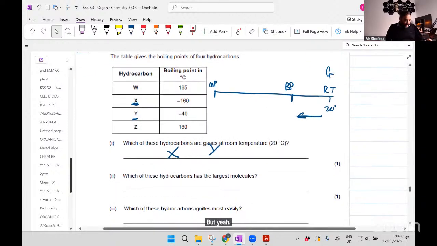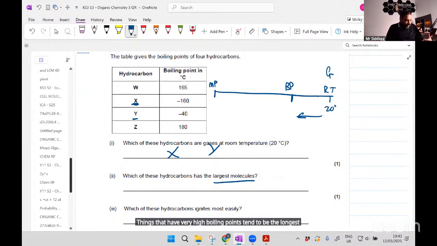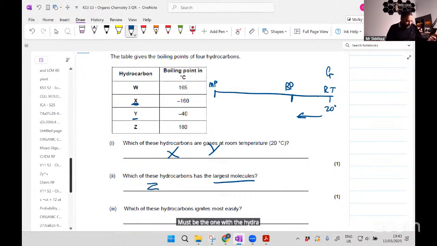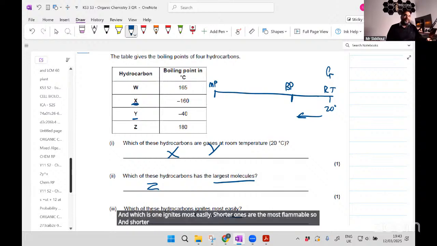Which of these hydrocarbons have the largest molecules? Things that have very high boiling points tend to be the longest or the largest hydrocarbons. So the one with the largest boiling point, which is Z, must be the one with the largest molecules. Which one ignites most easily? Shorter ones are the most flammable, and shorter ones also have the lowest boiling point. Quite a complicated question that. So it's the one with the lowest boiling point, which is the most flammable, which is X.